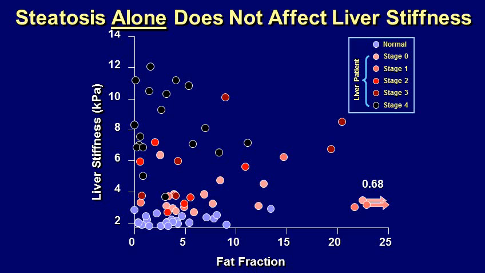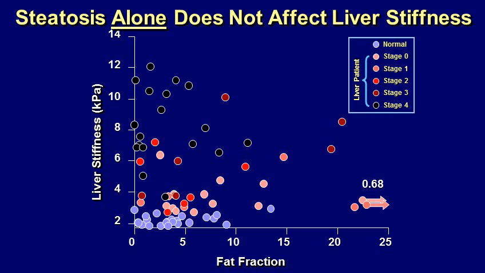Steatosis alone doesn't seem to affect liver stiffness, and that's fortunate. In the early studies of MR elastography, many of us were concerned that perhaps the presence of fatty change in the liver would make the liver softer, perhaps canceling out the effect of any fibrosis that was present. Well, it turns out that the presence of fat in liver cells seems to have no strong impact on liver stiffness.